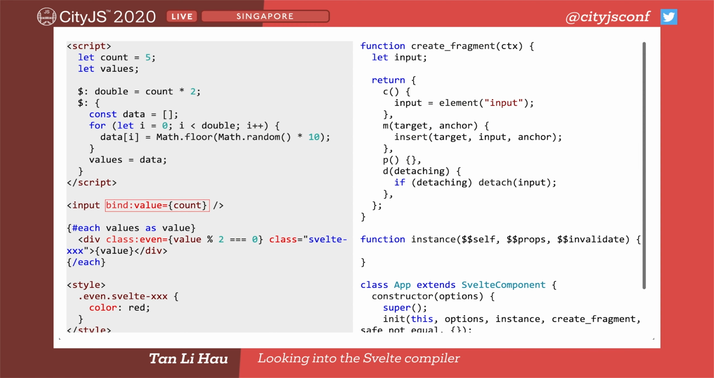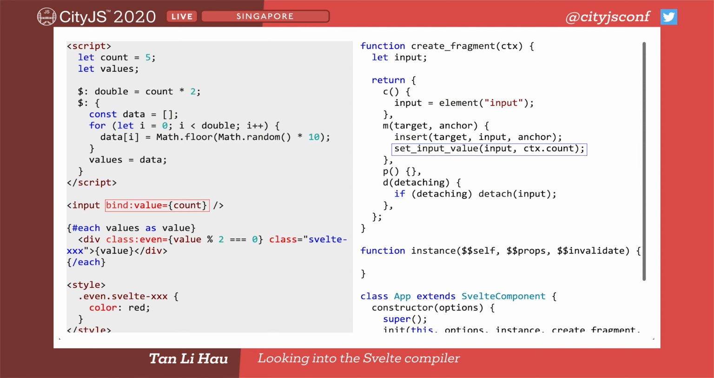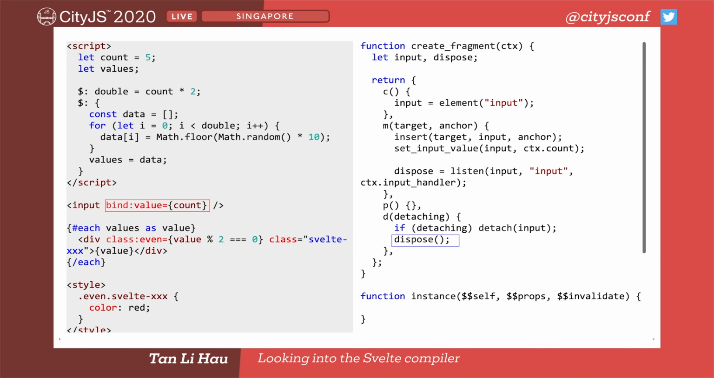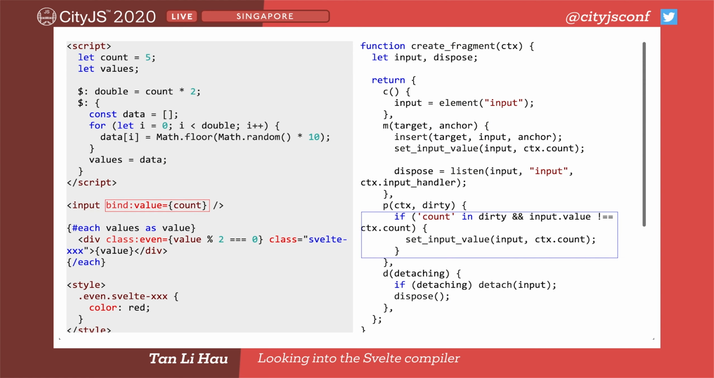We set the input value based on the variable count and add an event listener for the input changes, which we should remove when we destroy the component. And in the update phase, if the count has changed, we need to update the value of the input based on the value of the count.